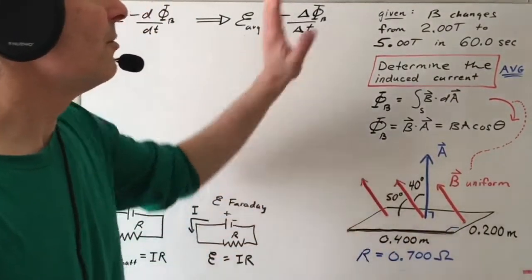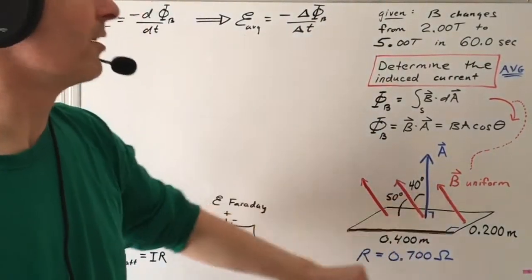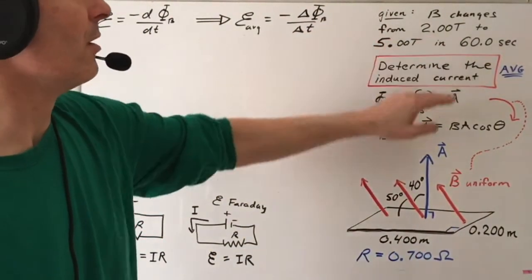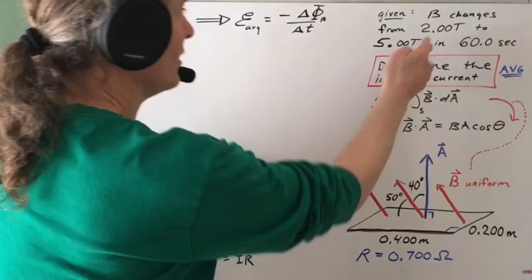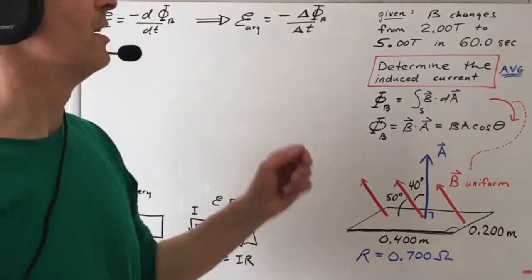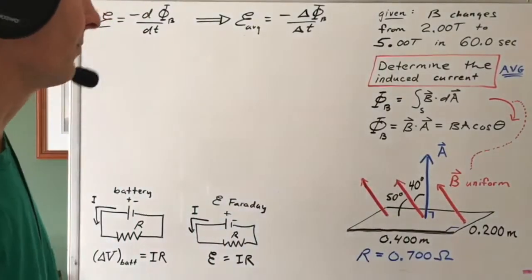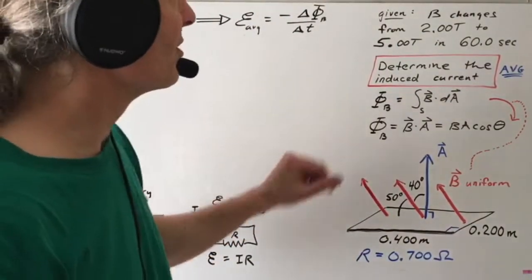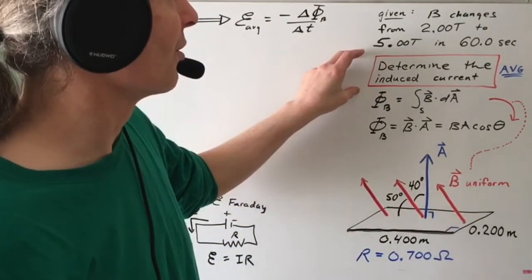However, let's assume that this magnetic field is changing. Let's assume it changes from 2 Tesla in this direction to 5 Tesla in this direction in a time period of 60 seconds. All right, so our job is to determine the average induced current in the loop.